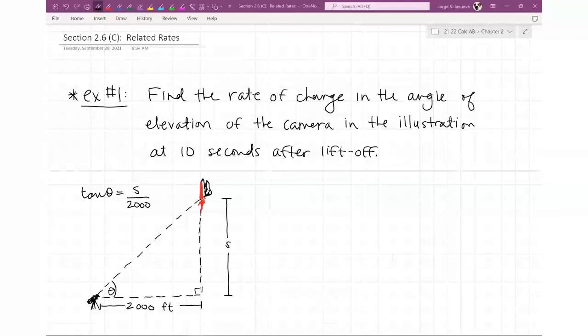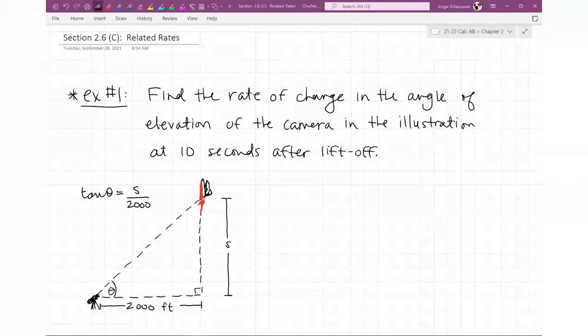All right, so for part C of this section, 2.6C, we're just going to finish up. We're just going to do one more example. We're going to find the rate of change in the angle of elevation. Angle of elevation of the camera means the camera's in the bottom left corner, recording this shuttle being launched.